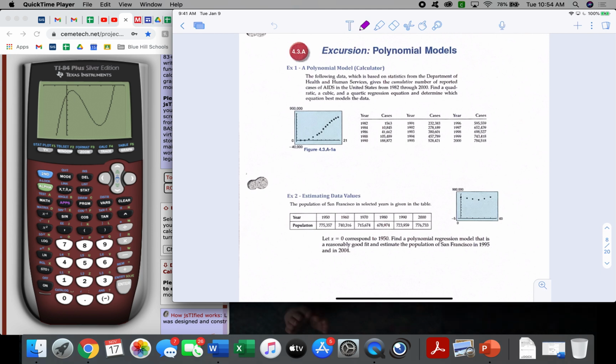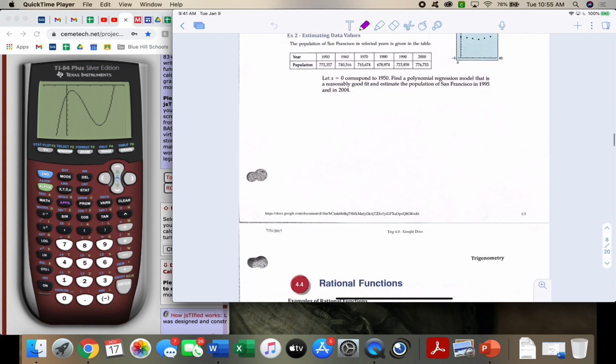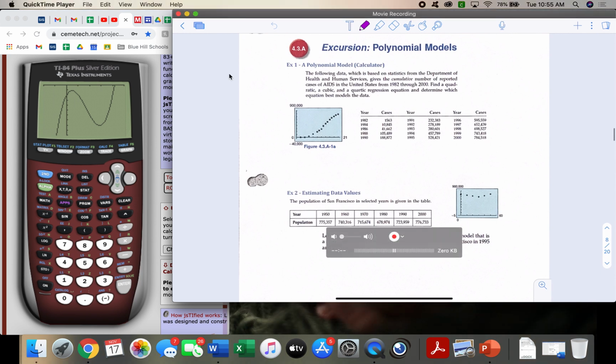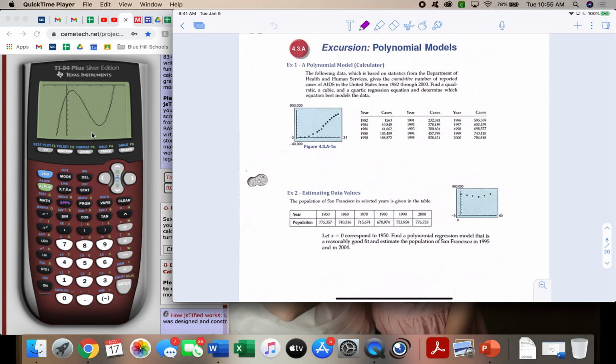Okay. 4.3a, excursion section. It's a shorter one. There's only 2 examples, but it does take a little bit of time to enter stuff into your calculator. All of what we're doing today is calculator stuff, okay? So that's why I kind of have him off to the side over here. We need to take and enter this into a table, okay? And I'm going to show you how to do that.